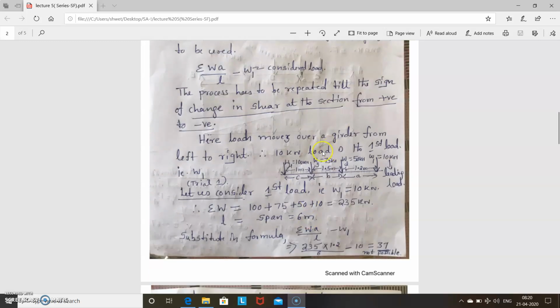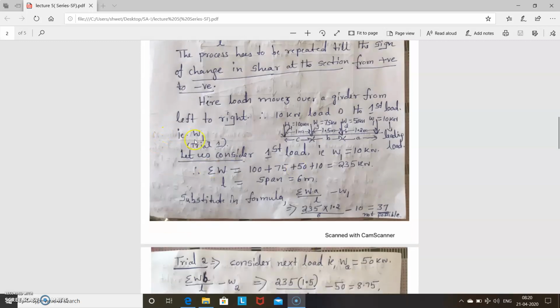This loading diagram is given. I have written here: W1 is 10 kilonewton, W2 is 50, W3 is 75 and W4 is 100. Now let us take the first trial. Let us consider the first load, that is 10 kilonewton, and substitute in this equation. What is the summation of W? Add all these loads: 100 plus 75 plus 50 plus 10. So it is equal to 235.